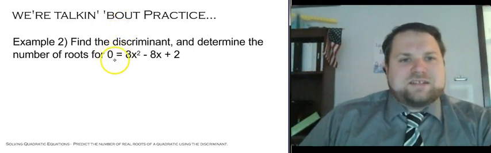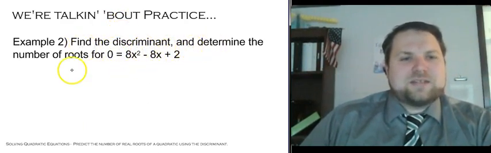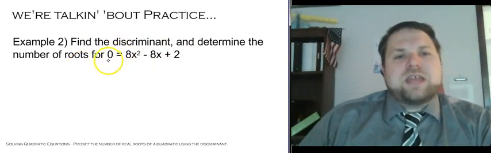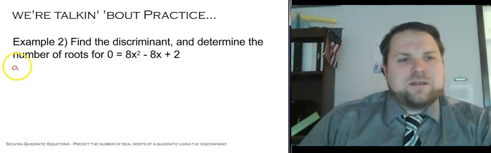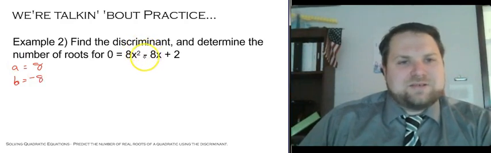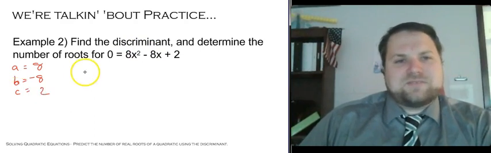Here I've got 0 equals 8x squared minus 8x plus 2. I'm finding the discriminant, determining the number of roots, and I'm equal to 0, so all is set up well. A is going to be 8. B is going to be negative 8 in this case. Notice we take the sign that's in front of it. C is going to be positive 2.